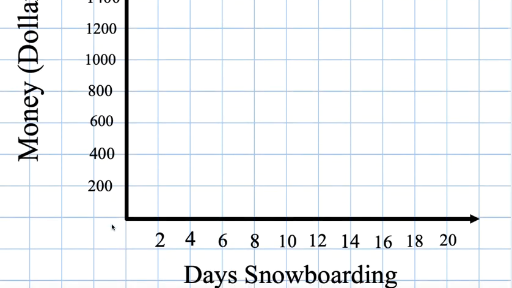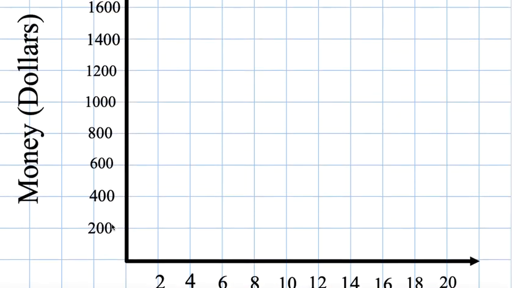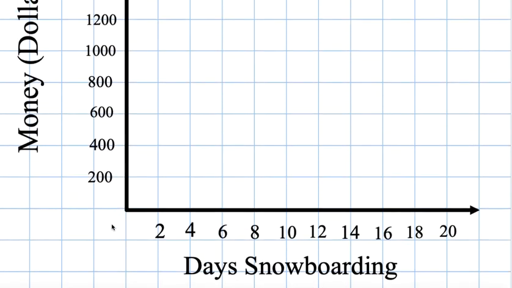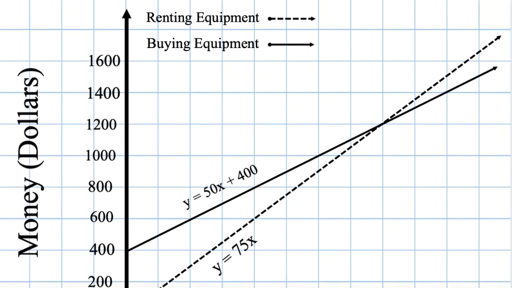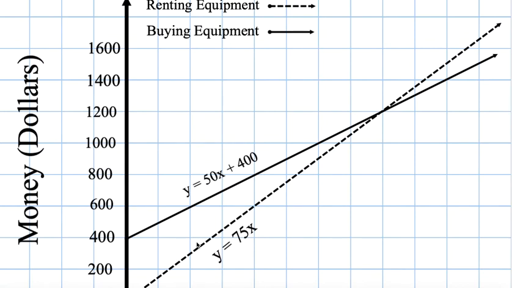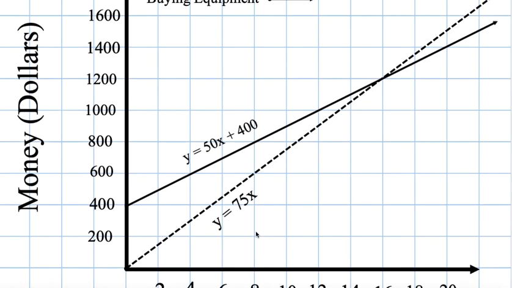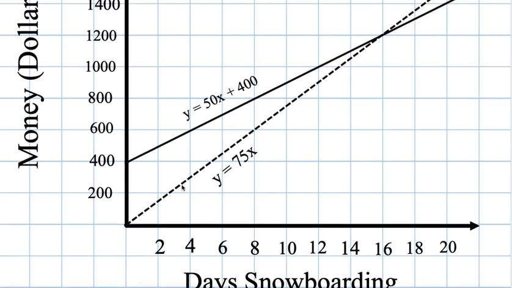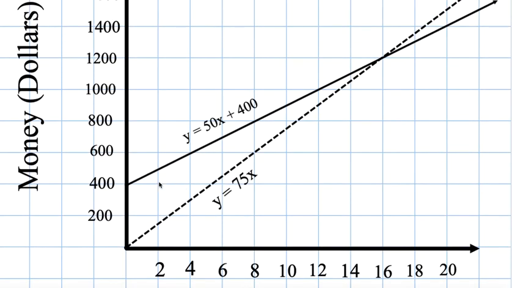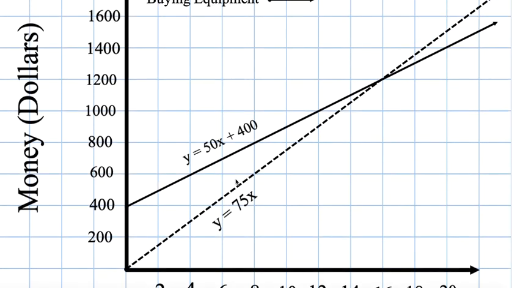First, you can see that the cost, or money in dollars, I have on the y-axis and the days snowboarding on the x-axis. I graphed my two lines here, and I made the renting equipment line dotted, and I made the buying equipment line solid. So you can see that there is a point where buying would be more expensive than renting.